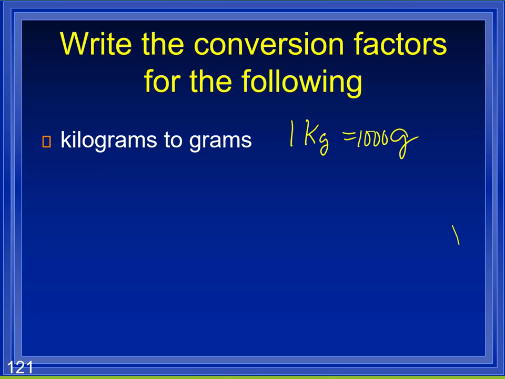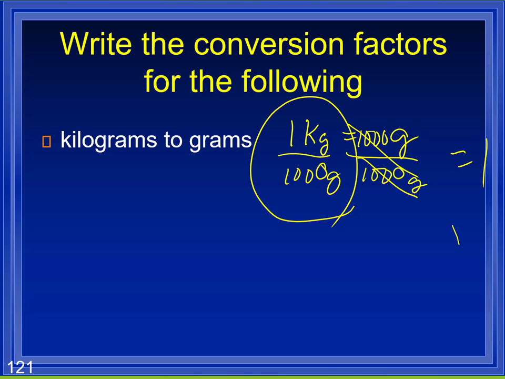Now, I need to divide. So I can divide both sides by 1,000. And I get that 1 kilogram over 1,000 grams is 1. That's a conversion factor. Now, do we have to go through the division all the time? Nah. I know where I'm going to end up. Okay, so this one had kilogram on top, so I need a second one that has kilograms on the bottom, divided by kilograms. I'll be able to put grams on top.